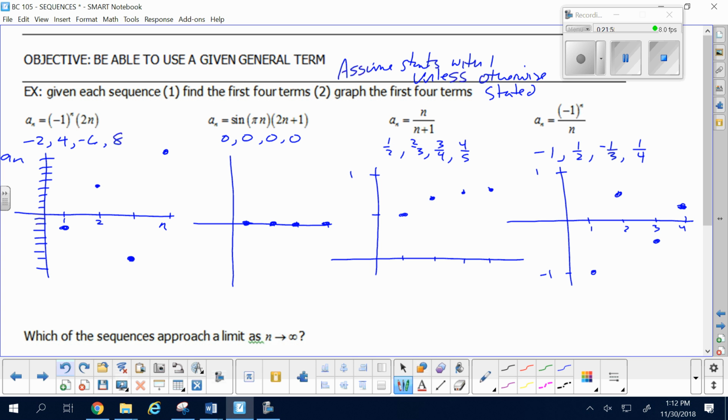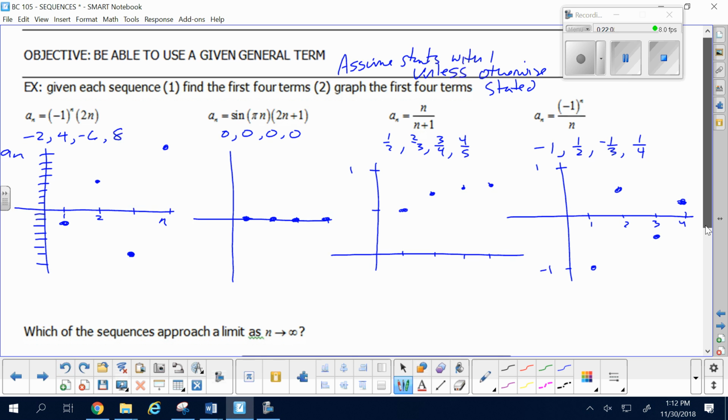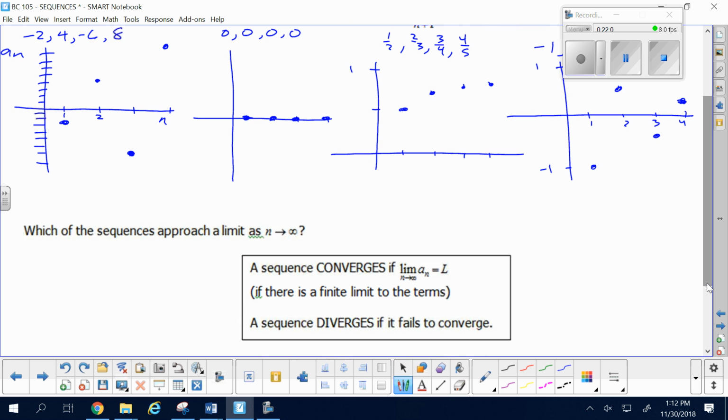So it's bounded. What about the last one? Is it bounded? Yes. What's the lower bound? -1. What's the upper bound? 1/2. And now let's talk about what happens as we go on. Now, if you think about how big a word increasing is to Calc 1, that's how big a word converging is to Calc 2. Converging is a granddaddy.